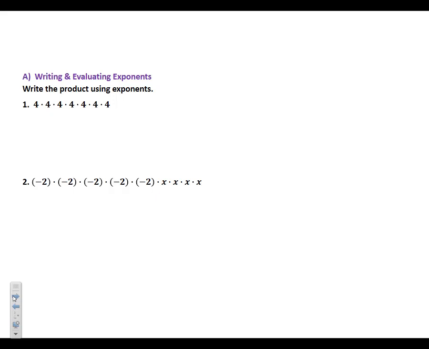1, 2, 3, 4, 5, 6, 7 4s. So 4 would be the base. It's the number that's multiplied by itself. How many times is it multiplied by itself? That's right, 7. So writing it as exponents would look like that.